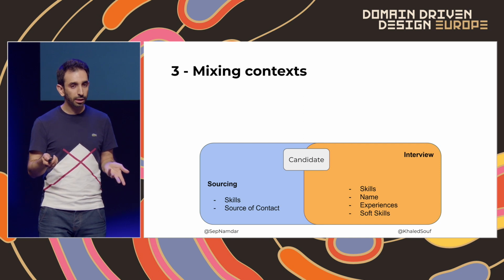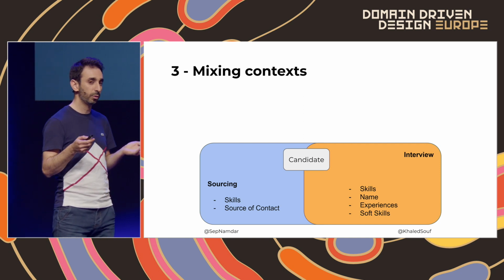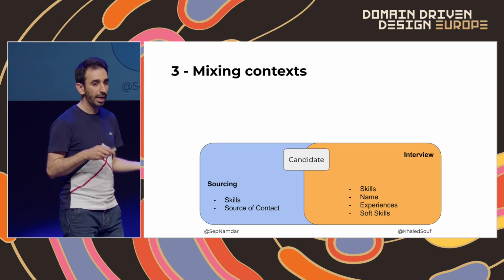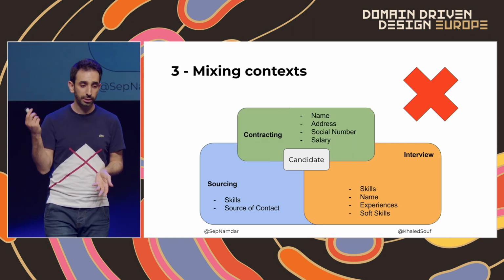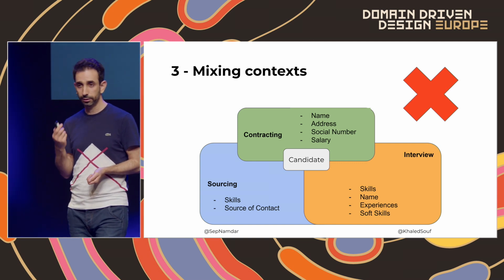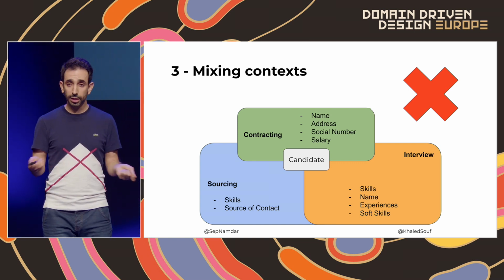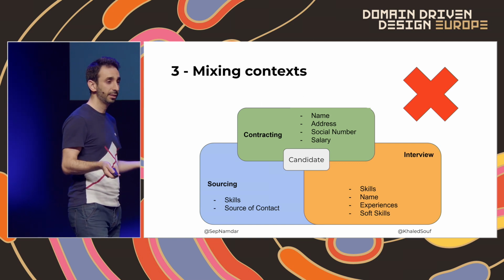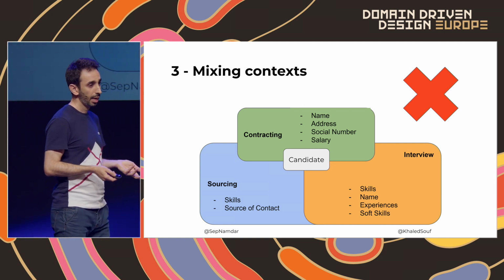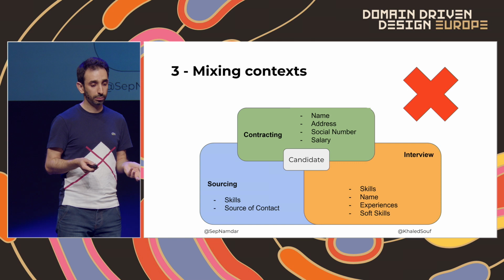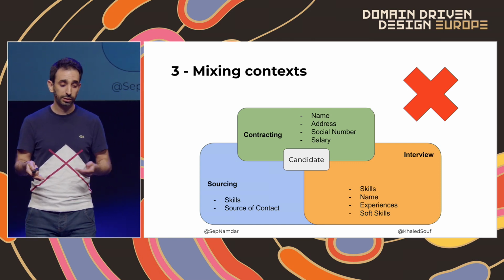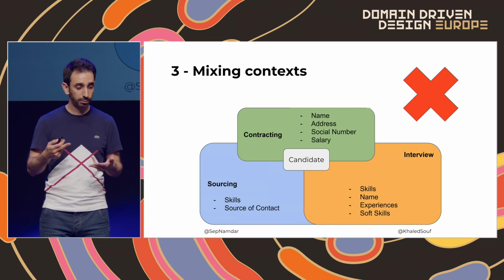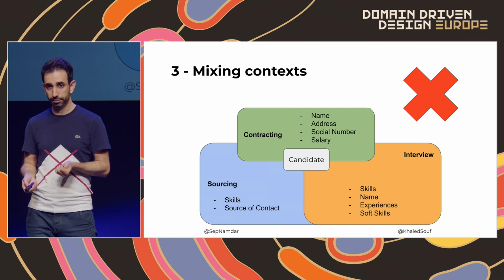In this context, you are more interested in the skills, the name, experiences, maybe the soft skills of your candidate. And imagine that you have a third context, which is contracting. It's when your candidate finished the process, and now we need to sign some contract. So here you are more interested in his name, his address, the social number, and the salary.